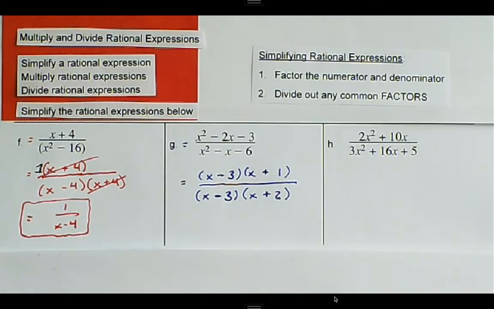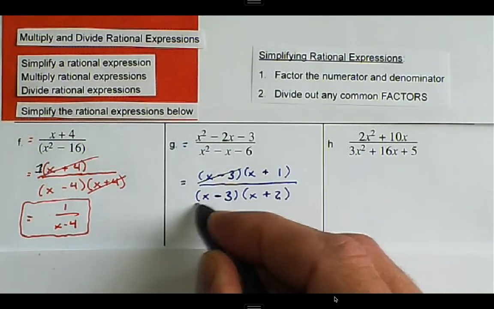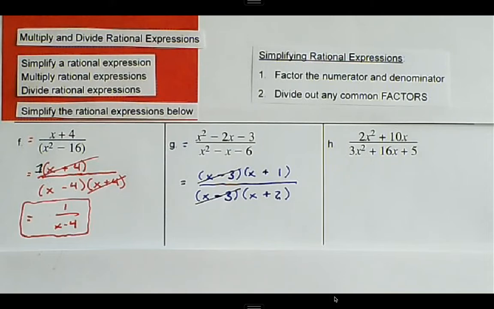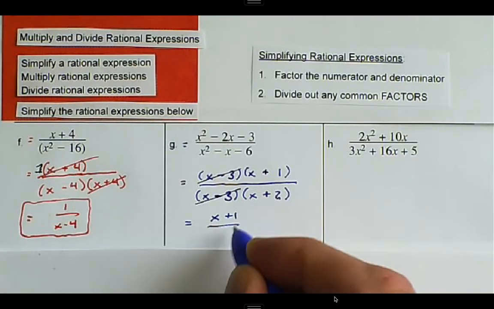And now we have all factors that are joined by multiplication or division. So we can look and see what we can cancel. And here we have a factor of x minus 3 and a factor of x minus 3. So we can cancel those out. And what we're left with is just x plus 1 divided by x plus 2.